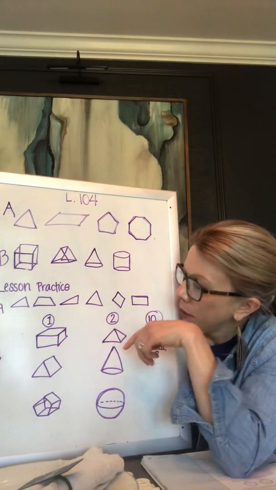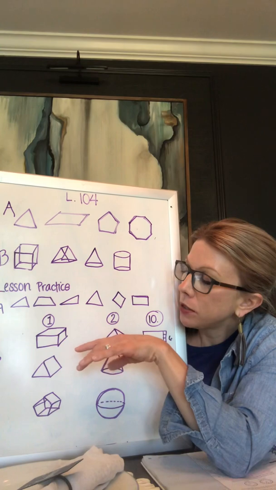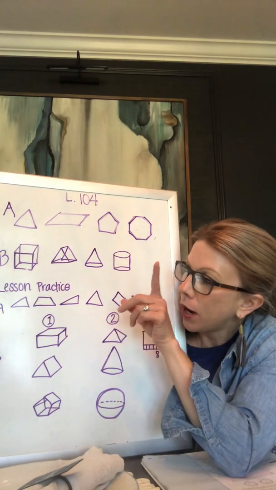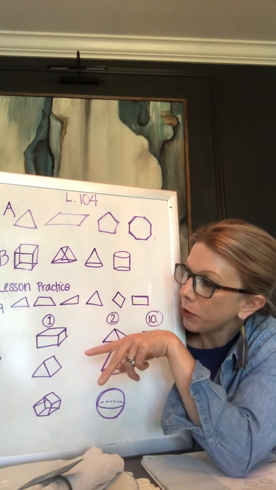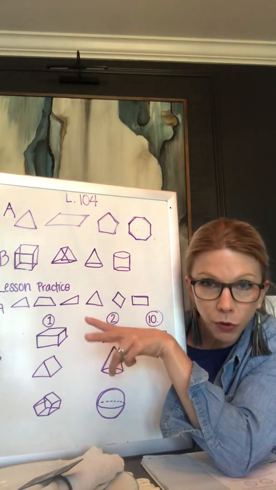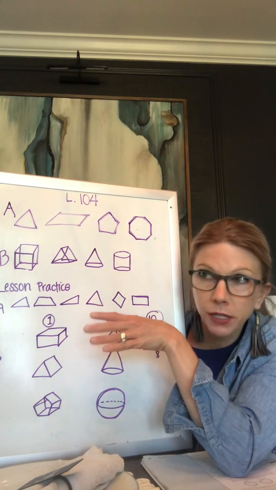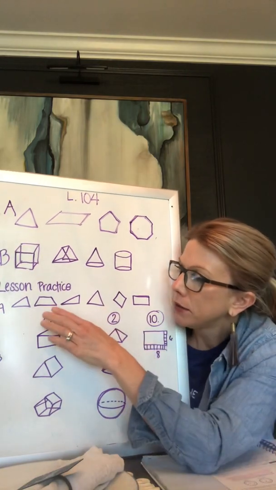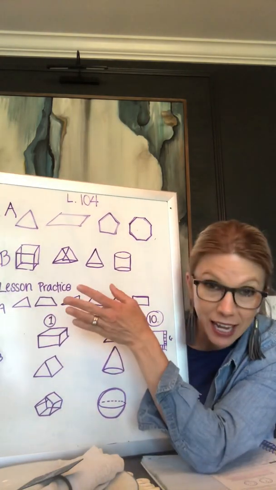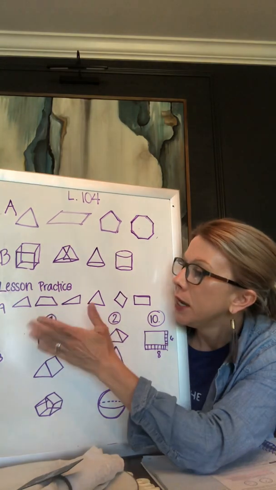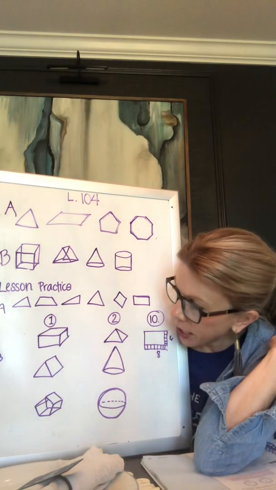So that's right there. But they want you to put these into two groups, a group of triangles and a group of quadrilaterals. Quad meaning four. So anything that is a rectangle has four sides to it. Actually, not just a rectangle. Anything that has four sides is a quadrilateral. Anything that has three sides is a triangle.